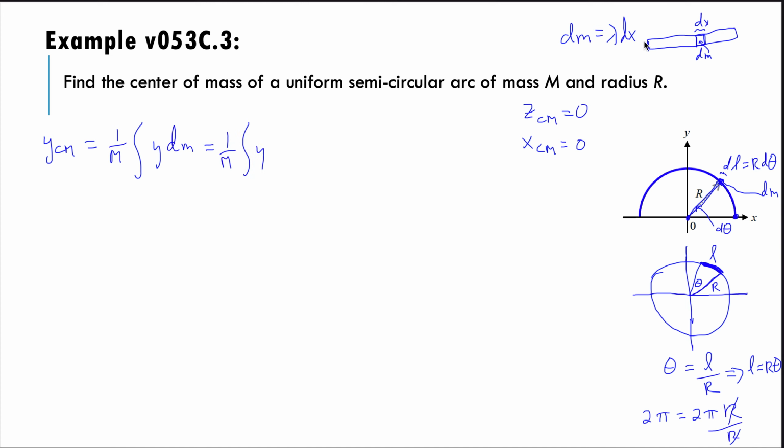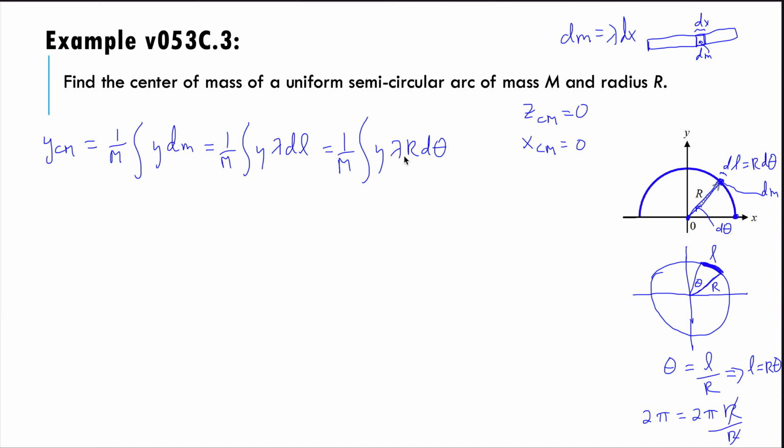Instead of using dx, we're going to use dl. The length of our little mass element dm here is dl. So for dm, we can put lambda dl. And now we can use our substitution. For dl, we can put r d theta. We know that we're going to want to integrate this little mass element from 0 all the way to pi.